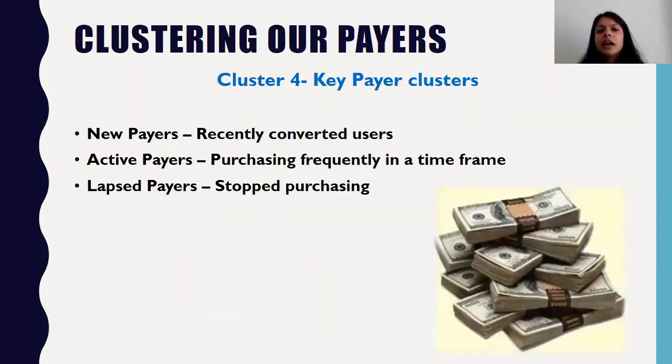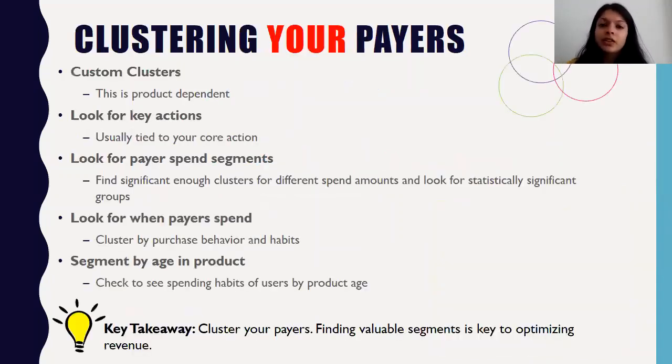And then the last key cluster of payers is what we talked about: new payers, active payers, and lapsed payers. New payers are recently converted users. Active payers are payers who are purchasing frequently, and lapsed payers are someone who has stopped purchasing. So this is how we cluster our payers in our game, and I hope that gave you some ideas, but let's talk about how to cluster your payers.